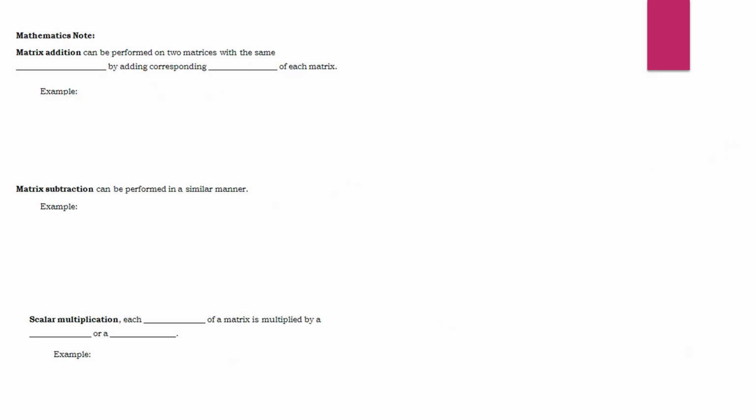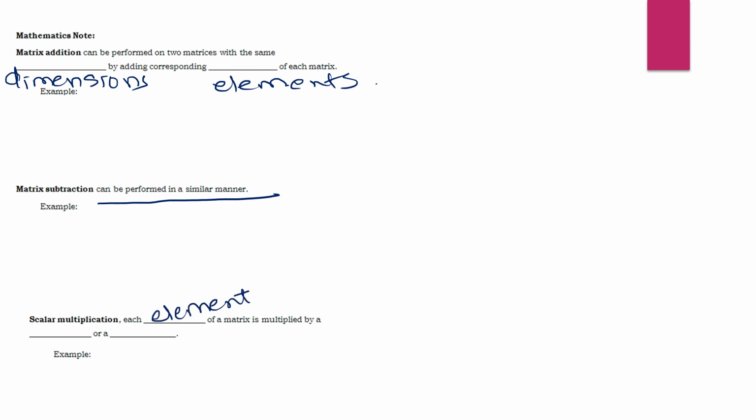All right, so our matrix addition can be performed on 2 matrices with the same dimensions by adding the corresponding elements. We don't need another example. We can see the ones that we've done. Subtraction can be done the exact same way. Just distribute your negative through and combine your terms correctly. Scalar multiplication: each element of a matrix is multiplied by a constant value, or you could call that a coefficient. There you go.